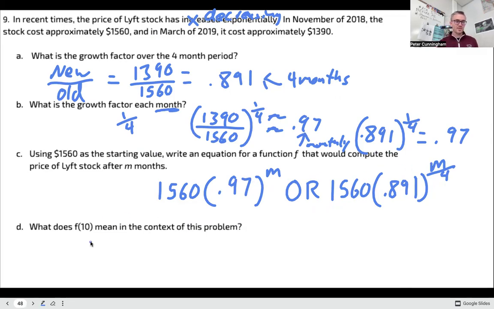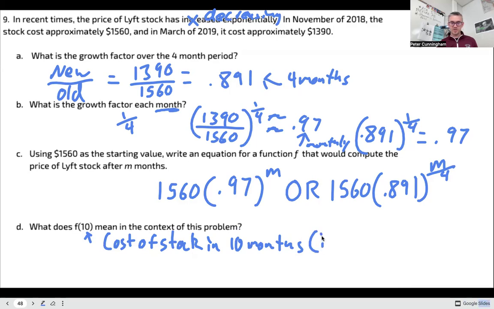Okay, in the context of this problem, what would F(10) mean? That means the cost of the stock in 10 months. What's happening in 10 months? You could also say in September of 2019. You can even calculate. This isn't asking for you to calculate it. What this is asking is just to tell me in words what this means.